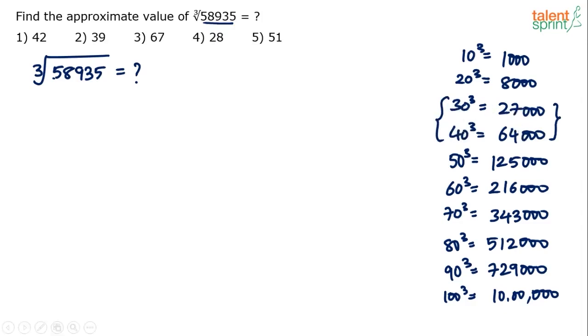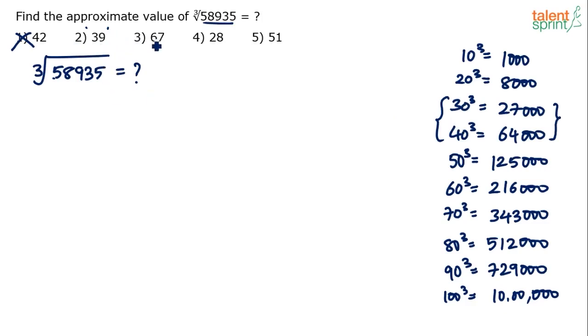Look at the options and see how many of these options are in the range of 30 to 40. Option number 1, 42. It's more than 40. See, 40 cube itself is 64,000. 42 cube will be more than 64,000, but the number given here is less than 64,000. Hence 42 is ruled out. 39, yes, it satisfies the range. It is between 30 and 40. So maybe an answer. You cannot mark 39 as the answer immediately. Just because it satisfies the range doesn't mean that it's the correct answer. You'll have to verify the other options as well, right?